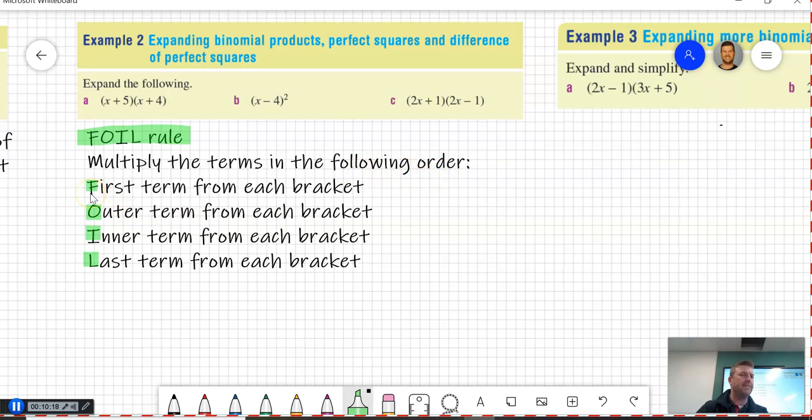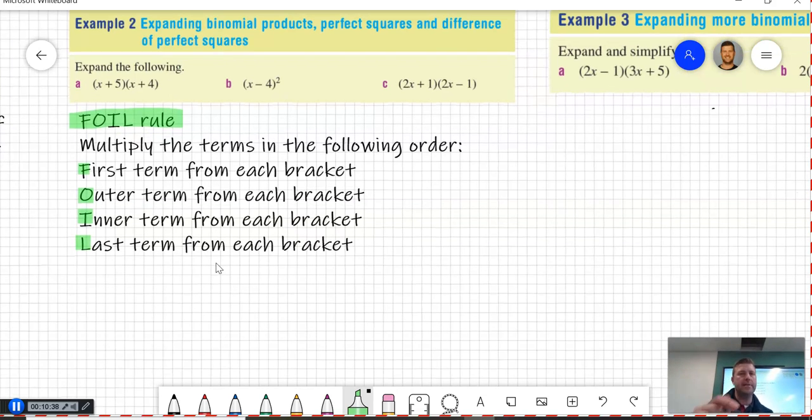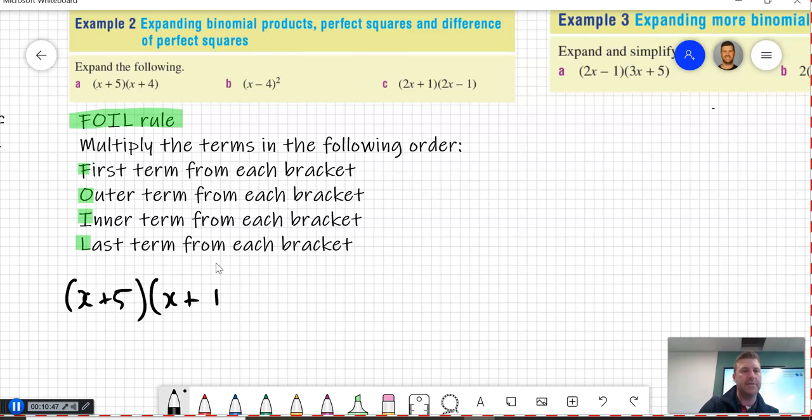So F stands for first, so we multiply the first term from each bracket. O stands for outer, so we multiply the outer term from each bracket. I stands for inner, so again the inner term from each bracket, and then the last term from each bracket. So we just do those things in that order, and if there are any like terms at the end, then we collect them. So let's start with that first example, which is x plus 5, bracket, x plus 4. So the first term in each bracket, I'm doing x times by x, which is what? X squared.